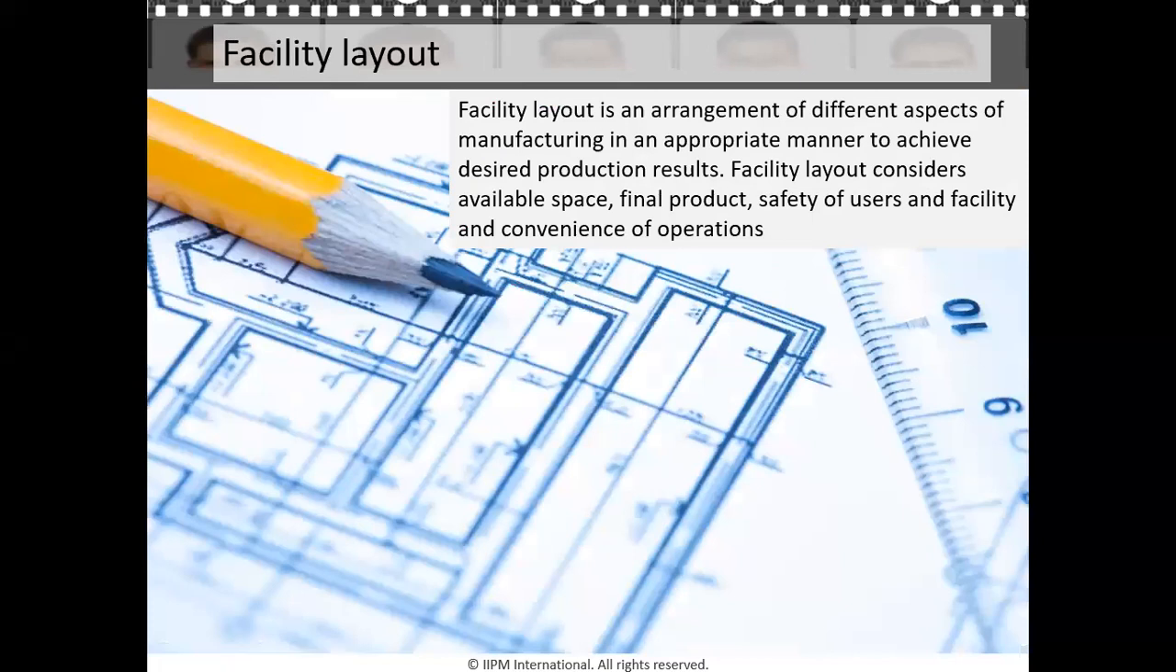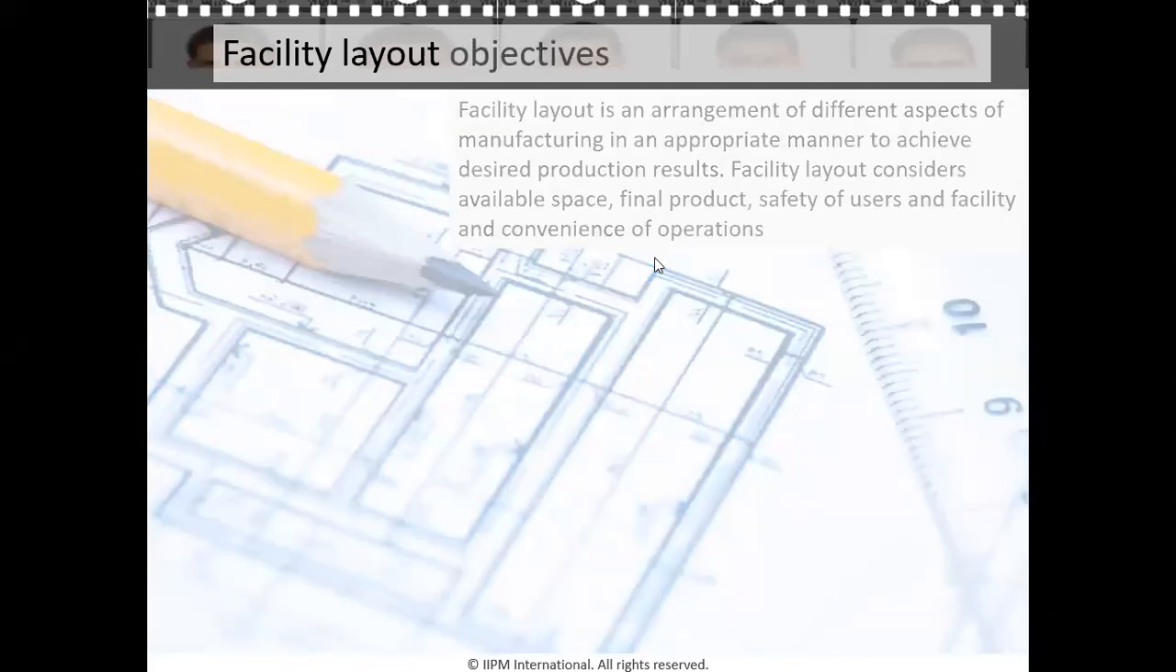Facility layout is an arrangement of different aspects of manufacturing in an appropriate manner to achieve desired production result. Facility layout considers available space, final product, safety of users and facility, and convenience of operations.